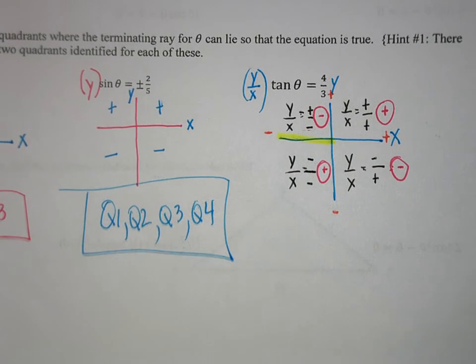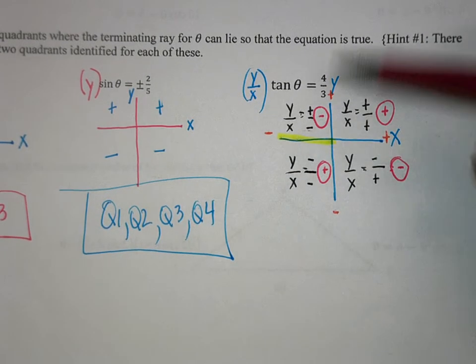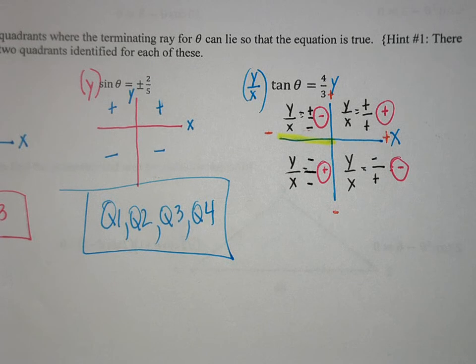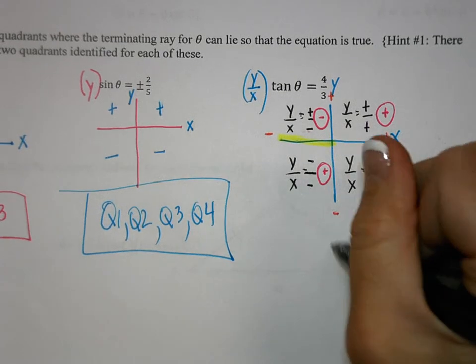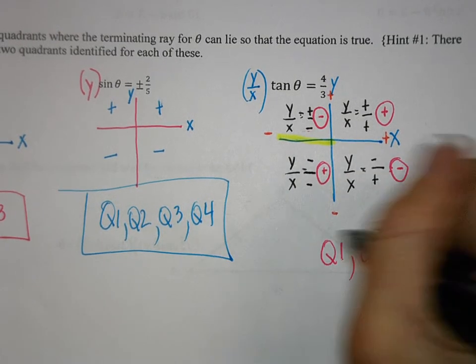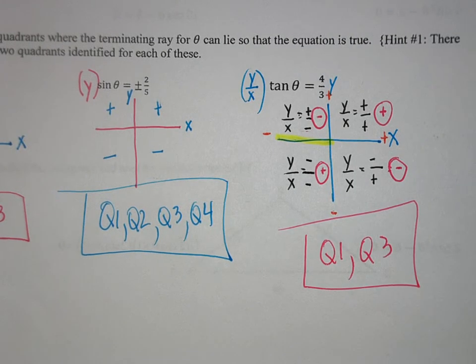So where would be the possible quadrants that you could have tangent equaling 4/3? Very good. Quadrant 1 and quadrant 3. And that's your answer. Do you have any questions?